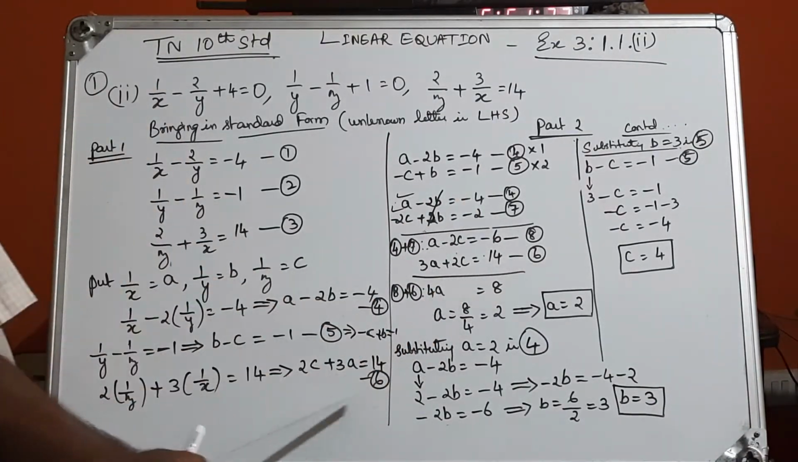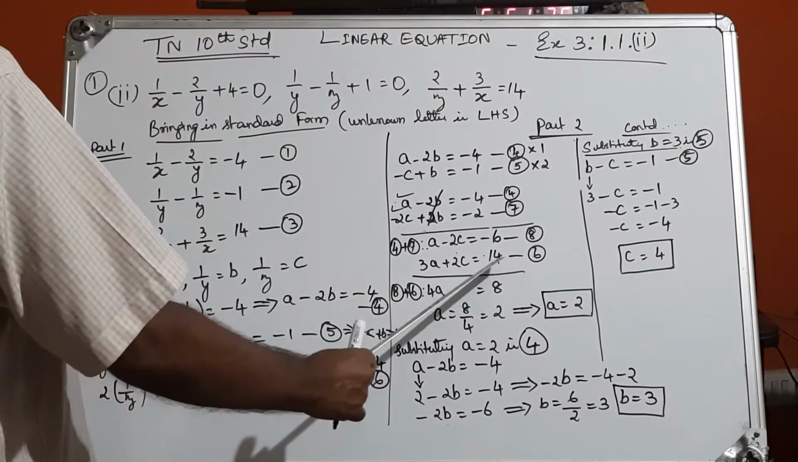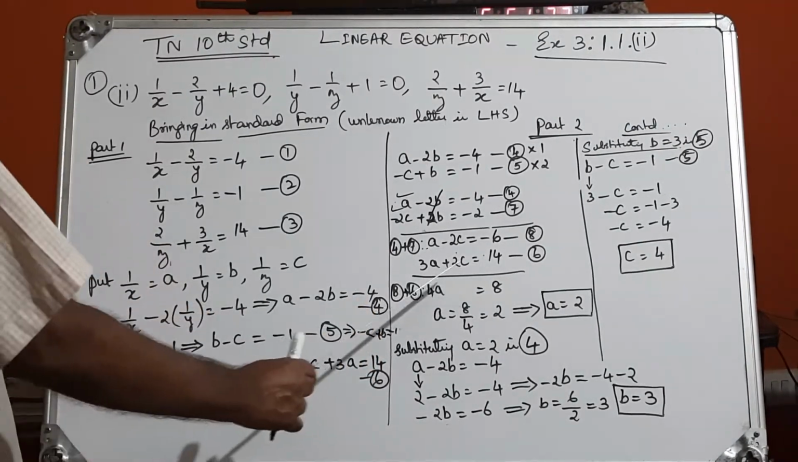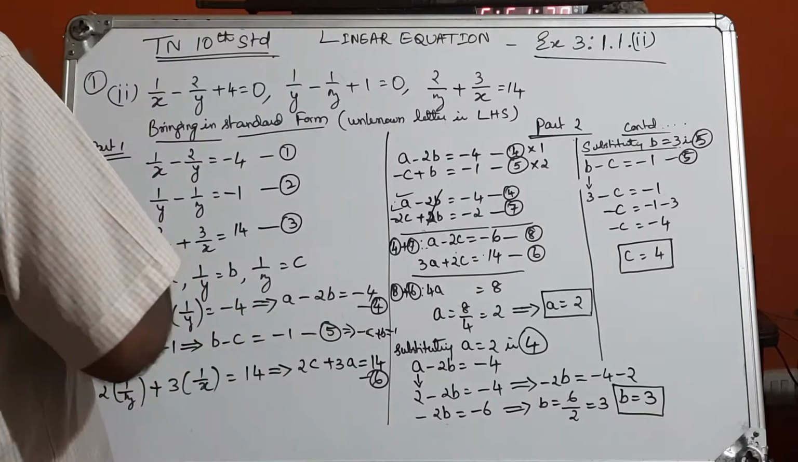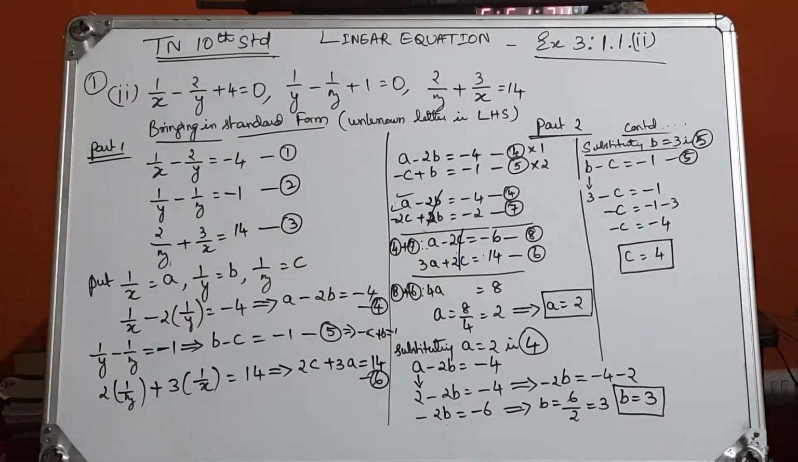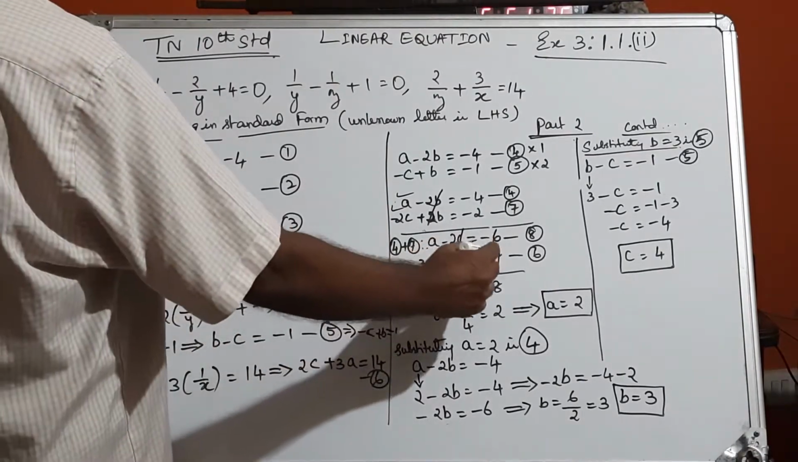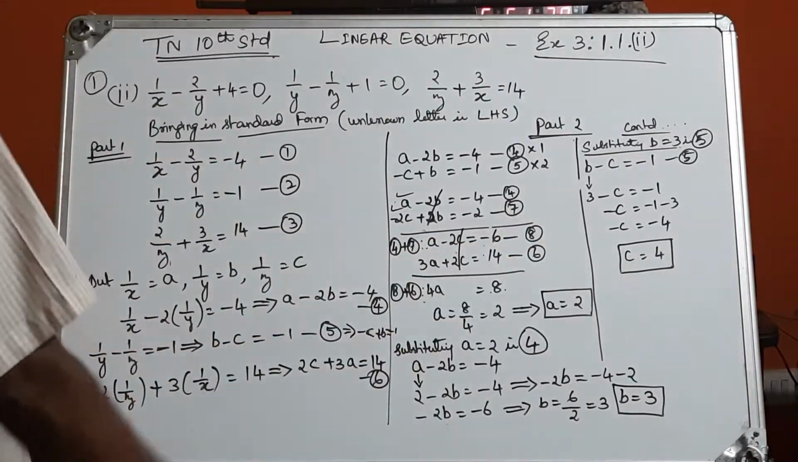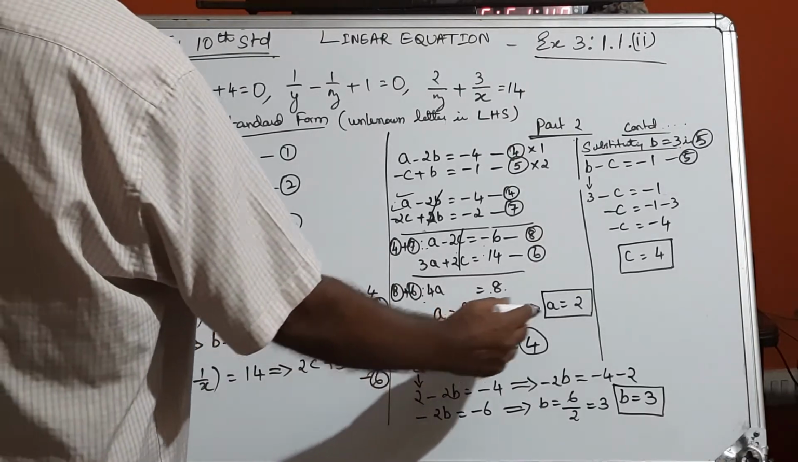Next you put equation number 6 here: 3a plus 2c equal to 14. This you can interchange. Now this also you can add. When you add, what happens? C will get cancelled. a plus 3a is 4a. Minus 6 plus 14 is plus 8. So a equal to 8 by 4, which is 2. You get a as 2.